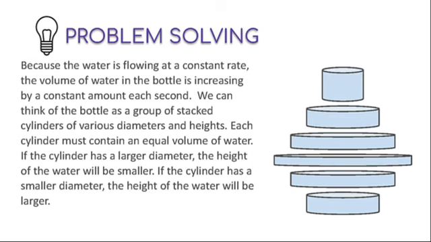Because the water is flowing at a constant rate, the volume of water in the bottle is increasing by a constant amount each second. We can think of the bottle as a group of stacked cylinders of various diameters and heights. Each cylinder must contain an equal volume of water. If the cylinder has a larger diameter, the height of the water will be smaller. If the cylinder has a smaller diameter, the height of the water will necessarily be larger.